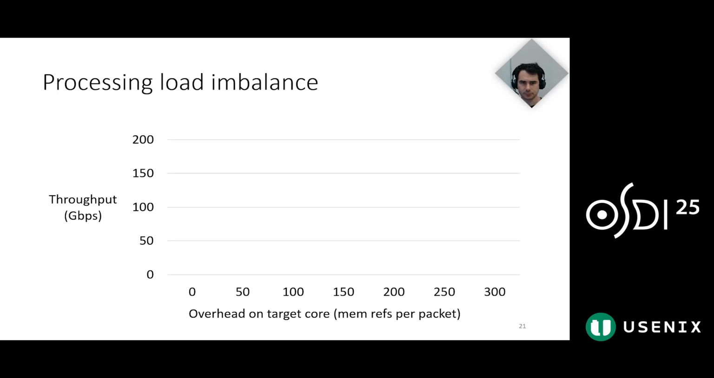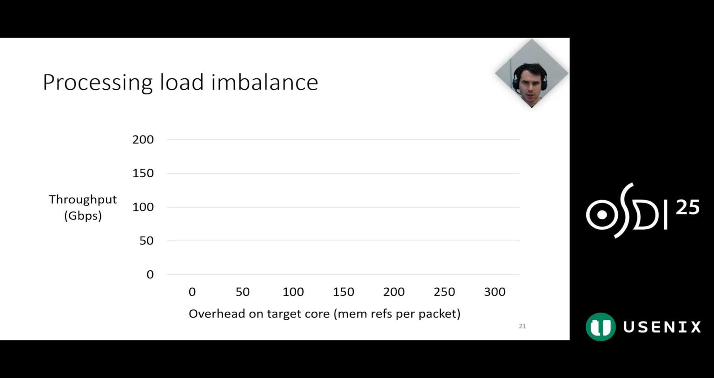Last, we look at the performance under processing load imbalance. To that end, we run a synthetic network function on all CPU cores. Each core accesses memory twice per packet except one core, which we designate the target core. On the target core, we vary the number of memory accesses between 0 and 300 per packet. We load our application with 200 gigabits per second of traffic that is spread evenly among all cores except the target core, which receives a very small portion of traffic, only 1%.